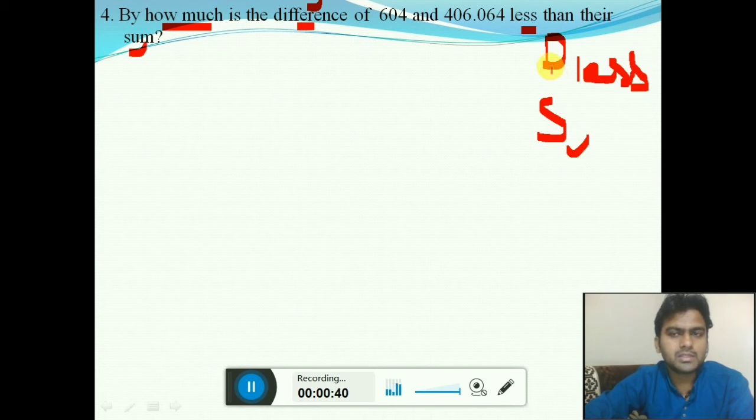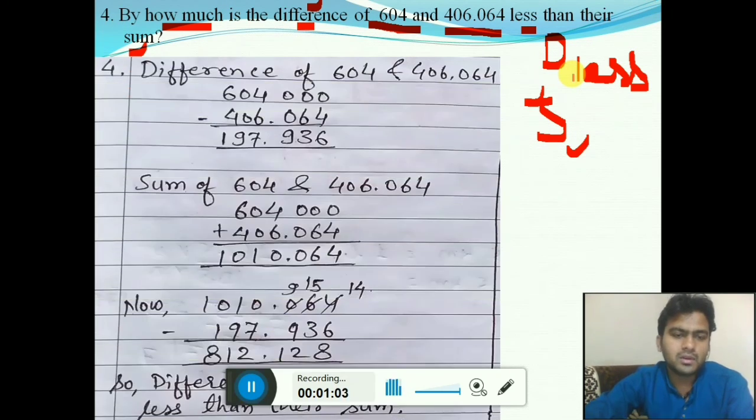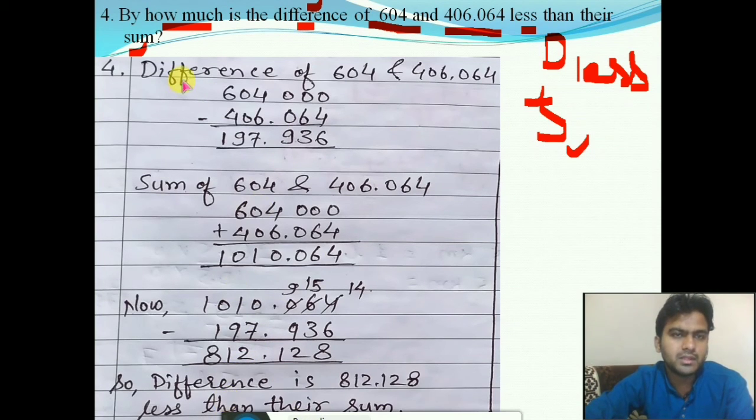So in the first step, first subtract these two numbers and then add these two numbers. In the second step, we will subtract the difference from the sum. By subtracting that difference from the sum, we will tell how much that difference is less than the sum. So how will we solve? First we will find out the difference.